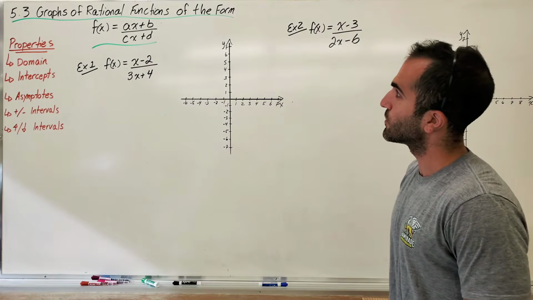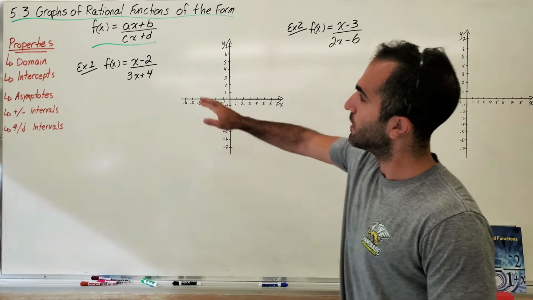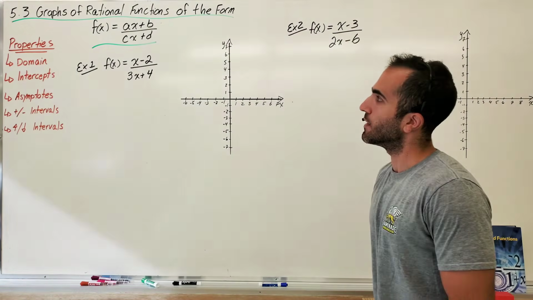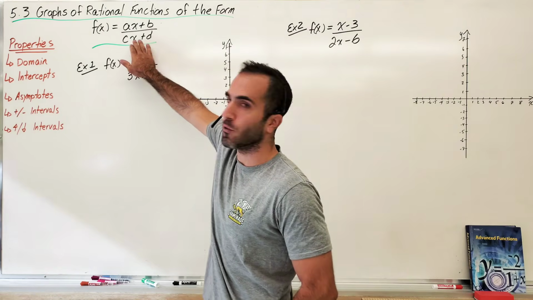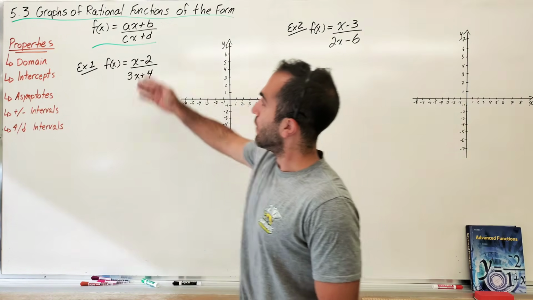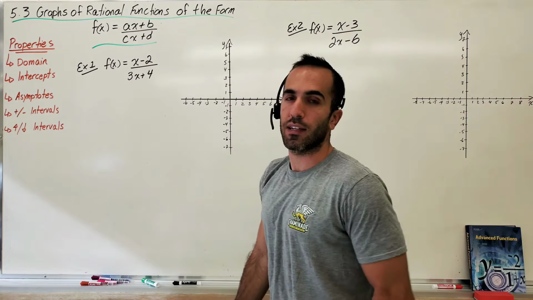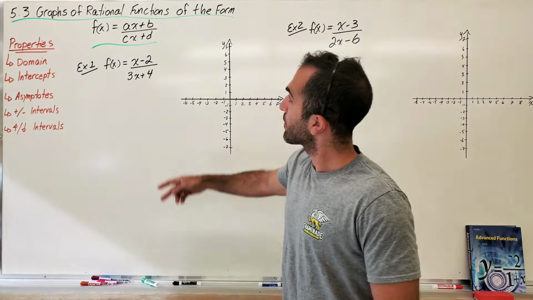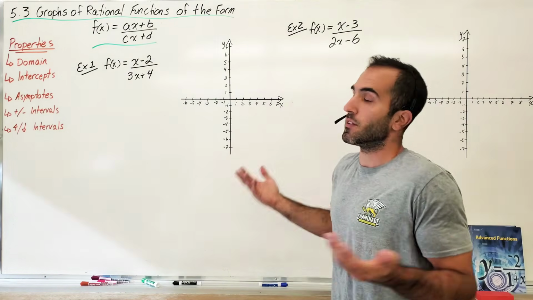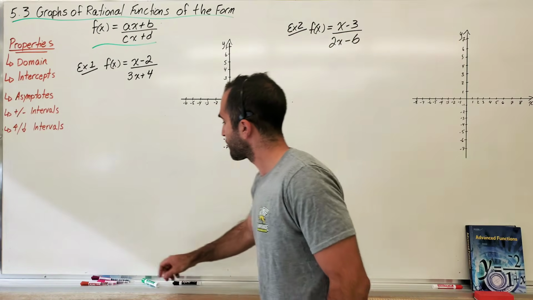5.3 is graphs of rational functions of the form ax plus b divided by cx plus d. So what's that mean? The number one thing to take from this form is that the degree of the x's are the same. And there could be a coefficient in front of the x's. I mean, if there's not, it's just a 1. And there's an addition of some sort of constant, or it could be a subtraction, an addition of a negative, whatever you want to look at.